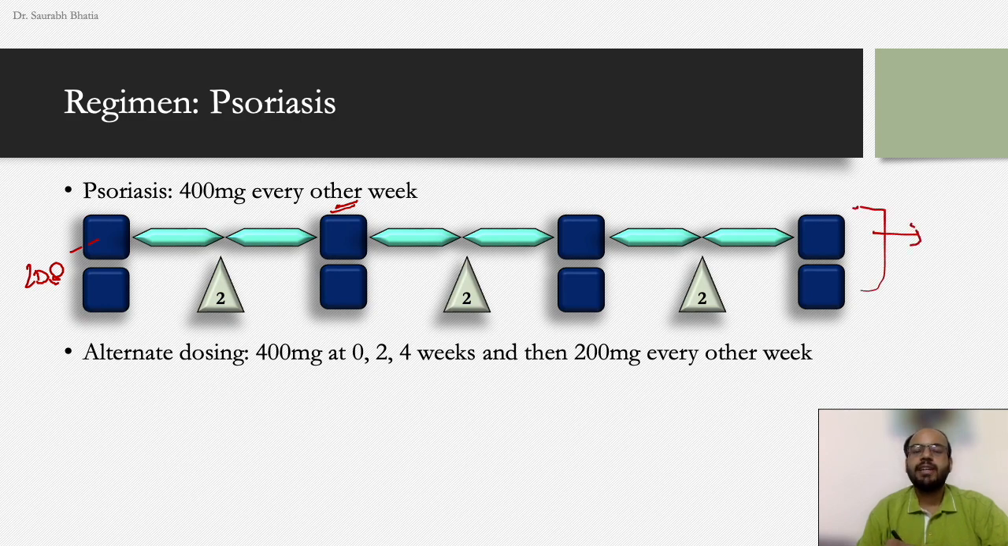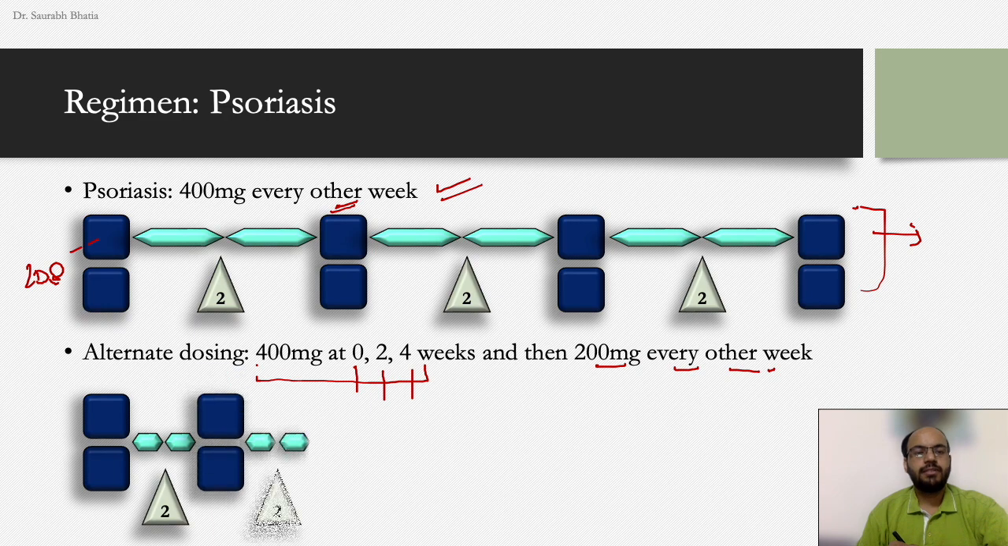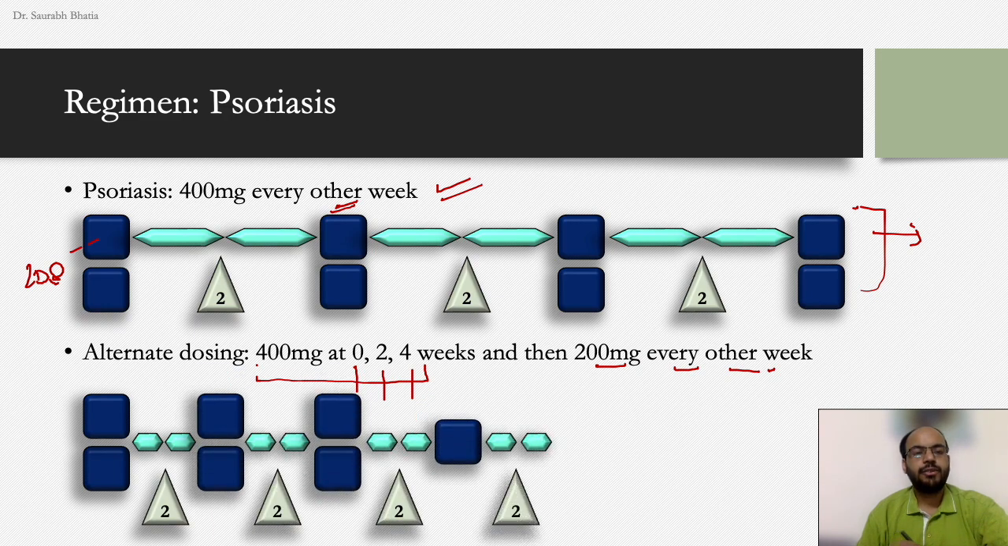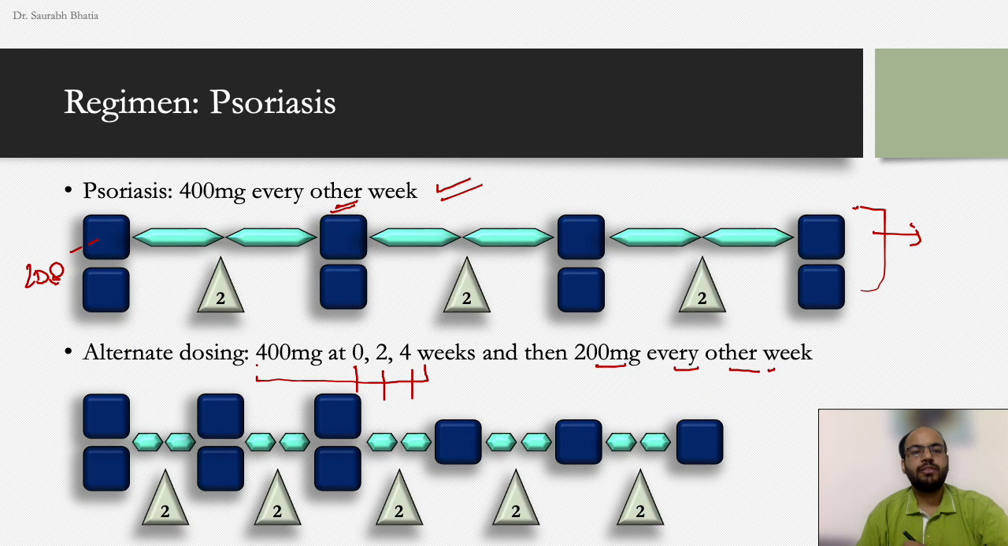And you keep on doing it till psoriasis is resolved. So one regimen is 400 milligram every other week. Another regimen is to load first with 400 milligram at baseline, day 0, after 2 weeks and further after 2 weeks, and then shift to 200 milligram every other week. That's another dosing regimen. So you load it first with 400 milligram, after 2 weeks 400 milligram, after 2 weeks 400 milligram, and then every 2 weeks you give 200 milligram. Clear? Till psoriasis clear.